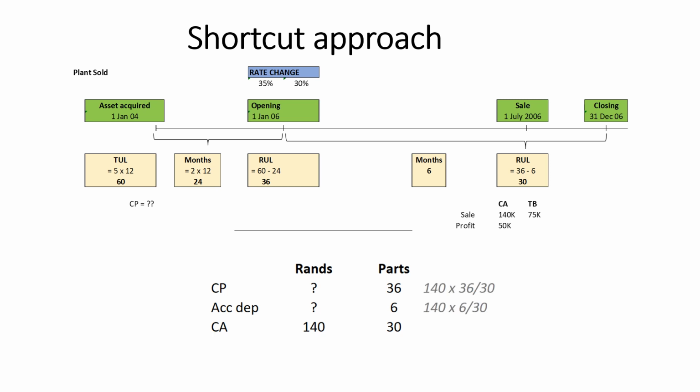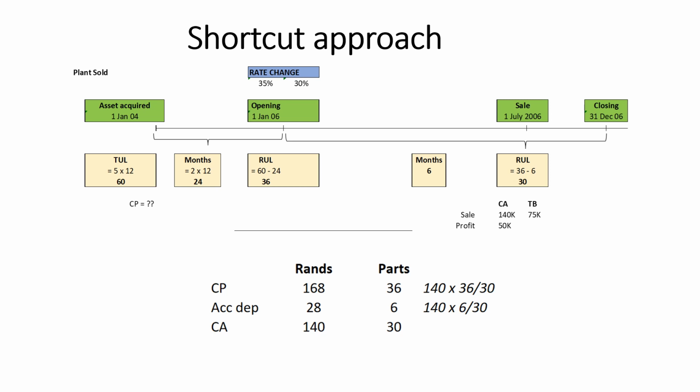Using ratio and proportions, you simply take your carrying amount of 140 multiplied by 36 over 30 and 140 times 6 over 30 to get the cost and accumulated depreciation respectively. Your value of your cost is now 168 and your accumulated depreciation is 28.